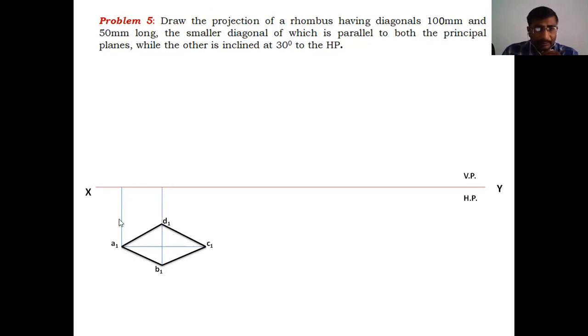And project all the points. Draw the projection lines from each point of the top view towards the XY line, onto the XY line. These are the projector lines from A1, B1, D1, and C1. The projection line which is projected from B1 also passes through D1. Both coincide with each other. These are the projector lines.